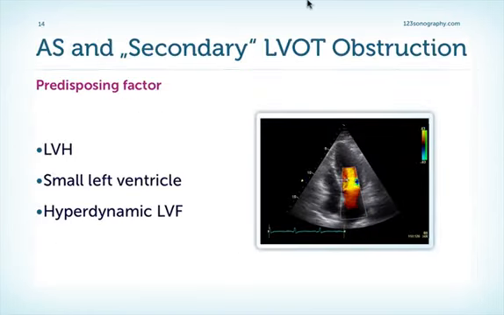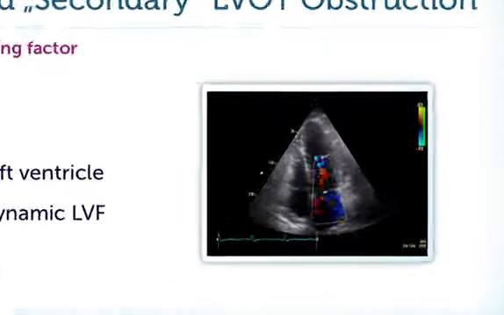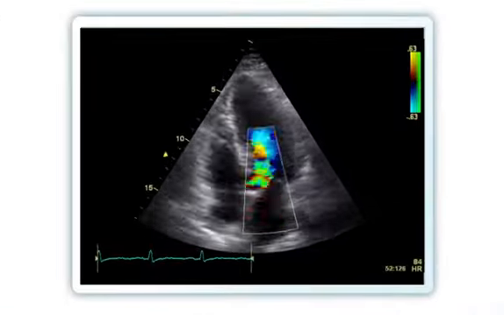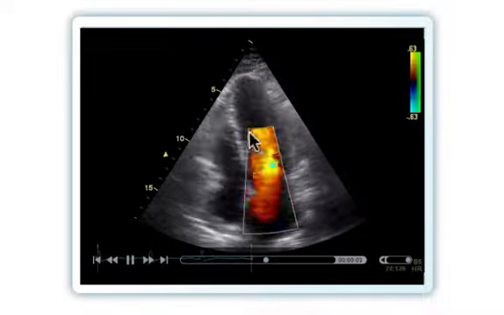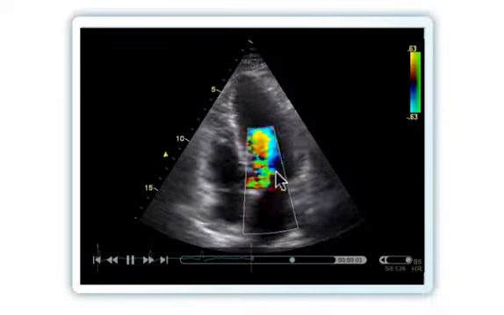Another situation which can be clinically quite challenging is when you have a patient with aortic stenosis and a secondary left ventricular outflow tract obstruction. Usually you find left ventricular hypertrophy, and you can have quite some hypertrophy of the proximal septum, and you will see a small left ventricle and perhaps even a hyperdynamic left ventricle.